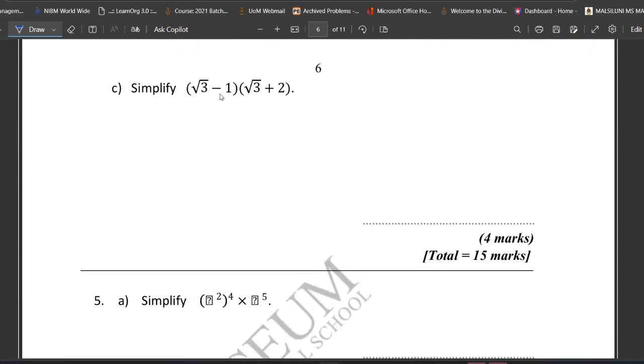So in the C part, we have to simplify. So these two, we get 3. These two, we get 2 root 3. These two, we get minus root 3. These two, we get minus 2. So now 1 plus root 3 is the answer.